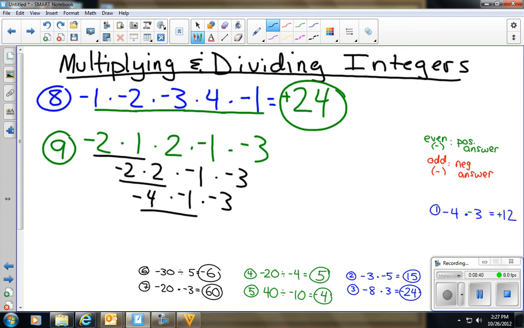Then I have negative 4 times negative 1 is positive 4 times negative 3. And together, if we have positive 4 times negative 3, a good thing happens to a bad person, we feel bad, and it'll end up being negative 12 as our answer.